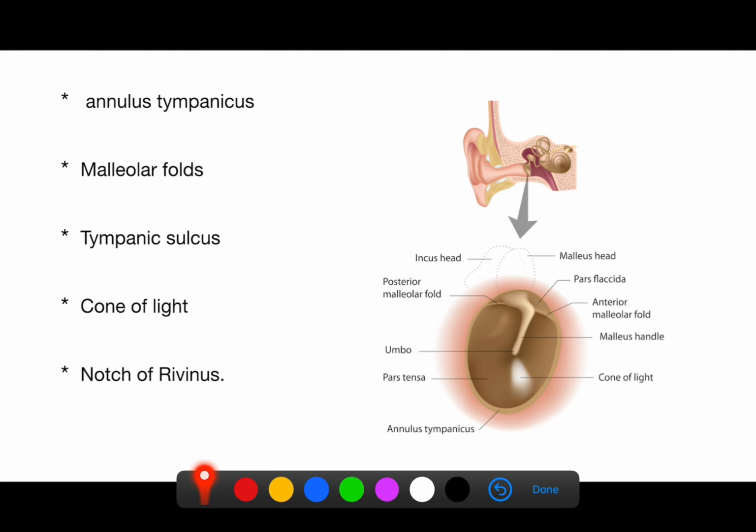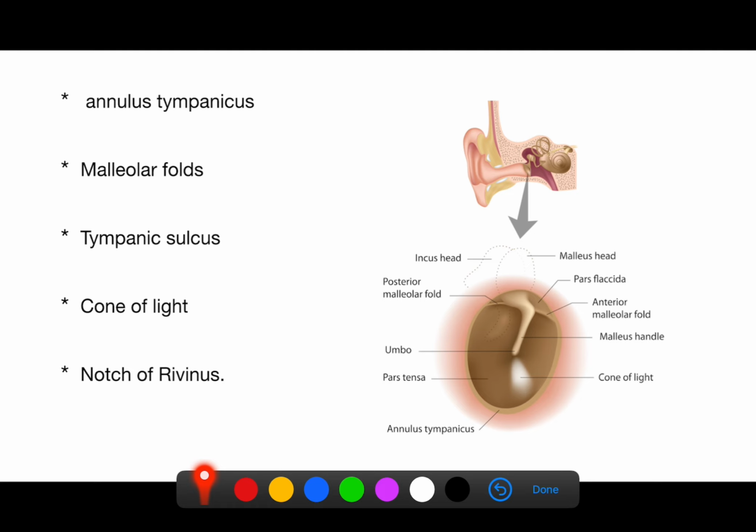What is this annulus tympanicus? I have said that this fibrous layer is well developed in the pars tensa, right? Thickening of the fibrous layer all around the pars tensa is called the annulus tympanicus. You can see here. And where it fits is called the tympanic sulcus.